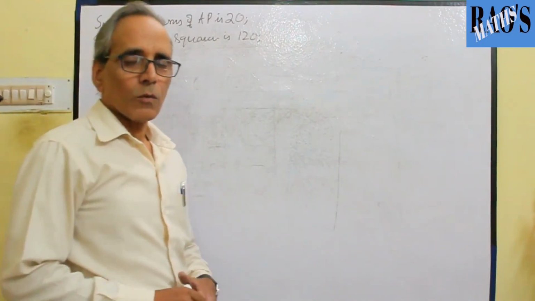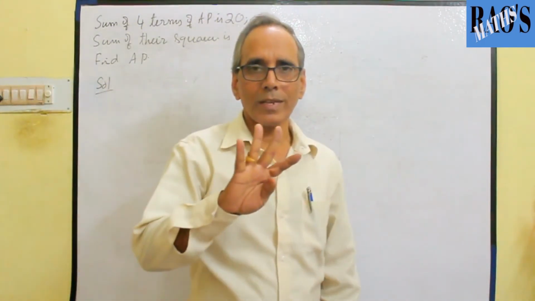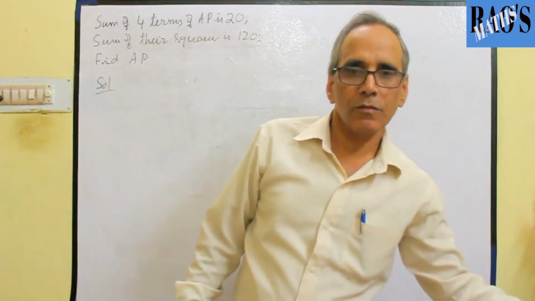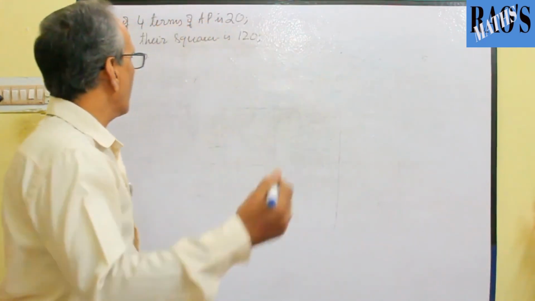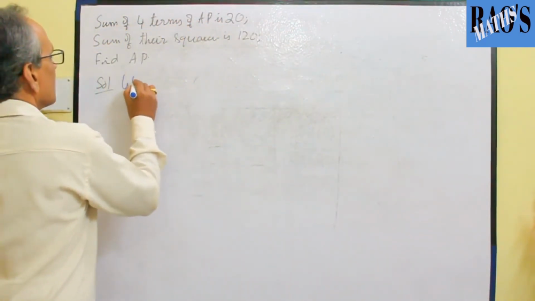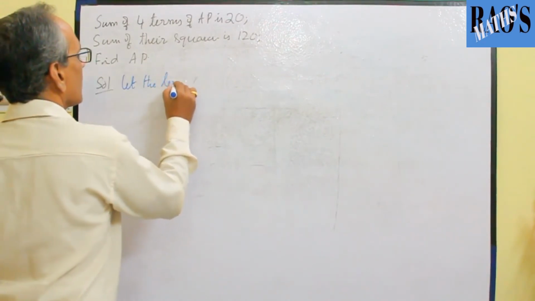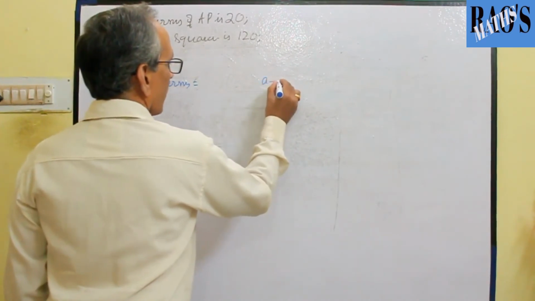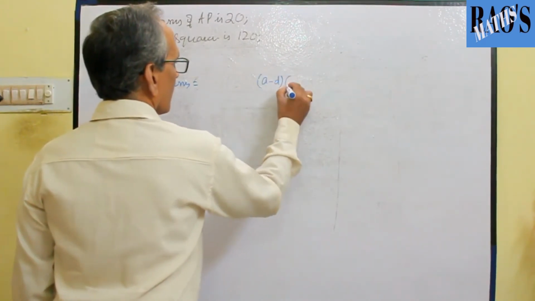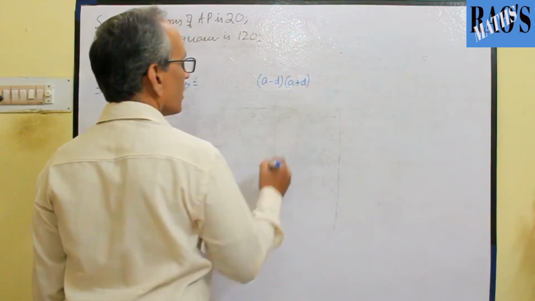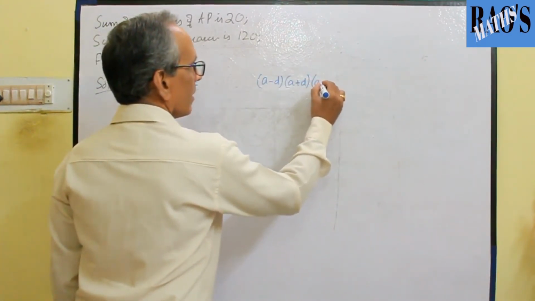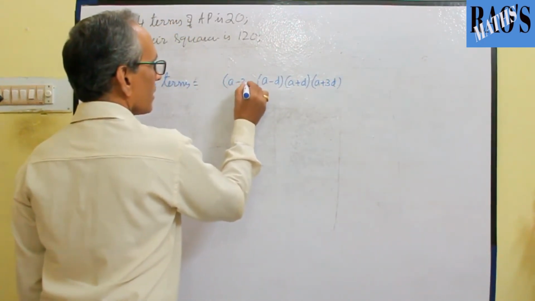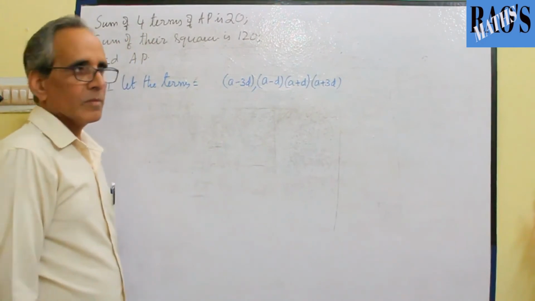In this question, you want the 4 terms. The 4 is an even number. Already I explained how to define 4 terms which are even numbers. I define the terms. Let the terms be the middle 2 terms, A minus D, A plus D. These are the middle 2 terms. The right side A plus 3D and here A minus 3D. I define the terms as per the question.